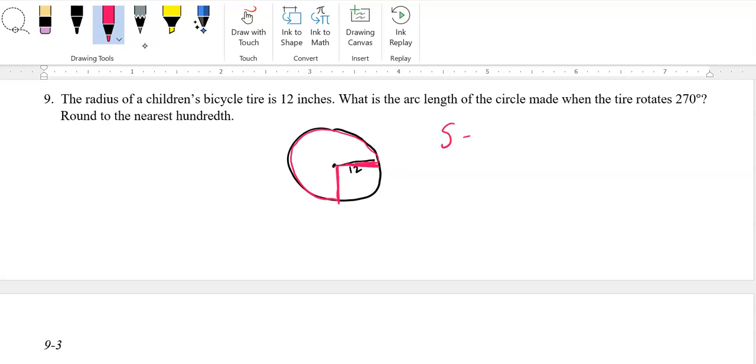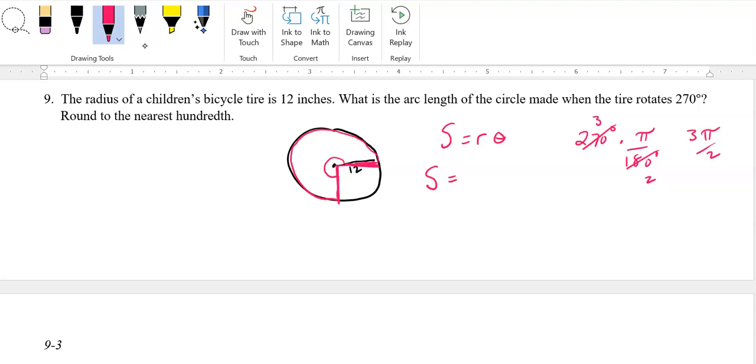Well, again, we're going to use the same formula, but as I mentioned earlier, theta has to be in radians, and the angle that we're given here is in degrees. And so we need to do a conversion. So 270 degrees times pi over 180 degrees. You can reduce by 90. 90 goes into 180 twice, 270 3 times. So the radian measure of 270 degrees, which you probably already knew, is 3 pi over 2.